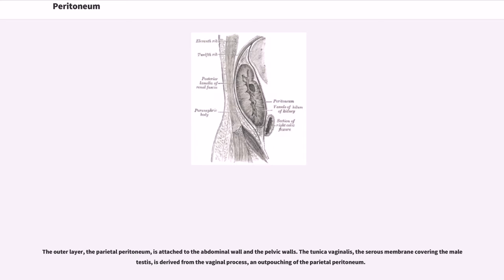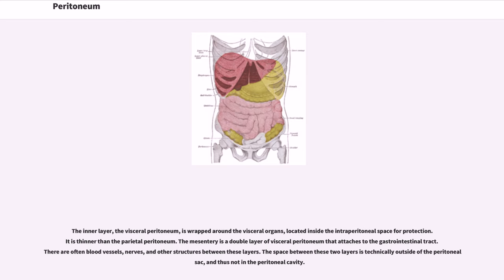The outer layer, the parietal peritoneum, is attached to the abdominal wall and the pelvic walls. The tunica vaginalis, the serous membrane covering the male testis, is derived from the vaginal process, an outpouching of the parietal peritoneum. The inner layer, the visceral peritoneum, is wrapped around the visceral organs, located inside the intraperitoneal space for protection. It is thinner than the parietal peritoneum.